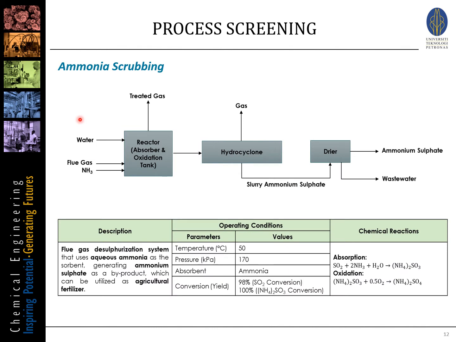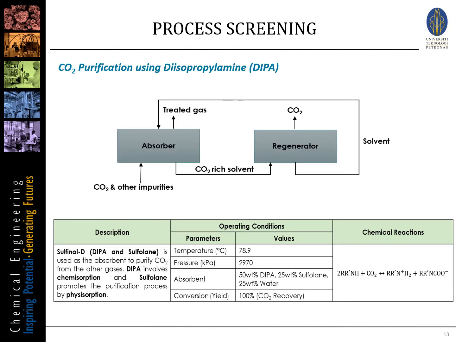So here is the ammonia scrubbing, which consists of an absorber, hydrocyclone, and also a dryer. This is a flue gas desulfurization system that uses aqueous ammonia as the sorbent and then generates ammonium sulfate as the byproduct. Here we have the CO2 purification, which also mainly consists of an absorber and also a regenerator. Here we use diisopropanolamine, also known as DIPA, as the absorbent to purify the CO2.